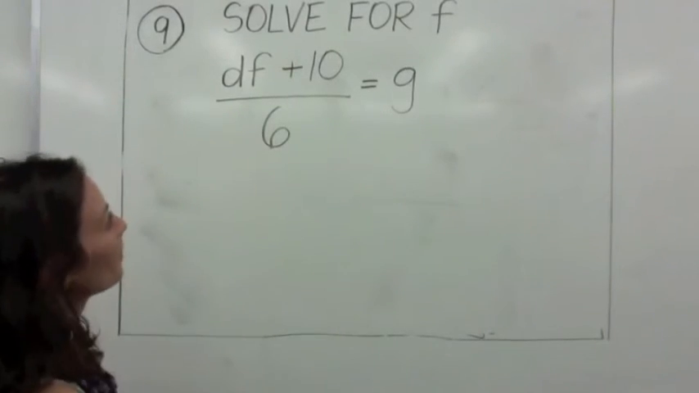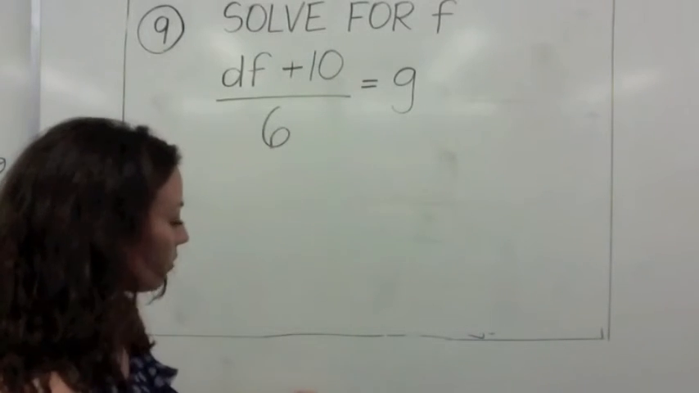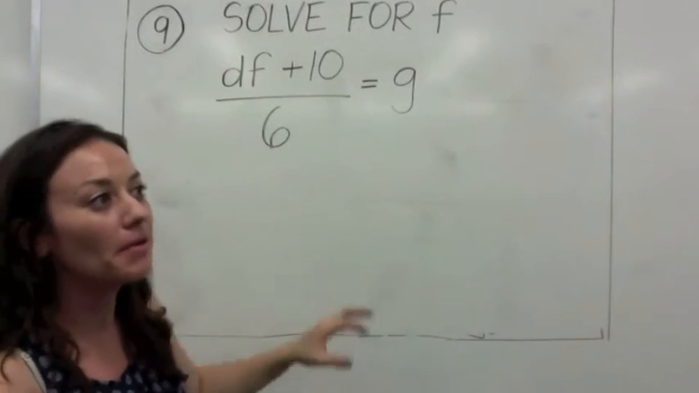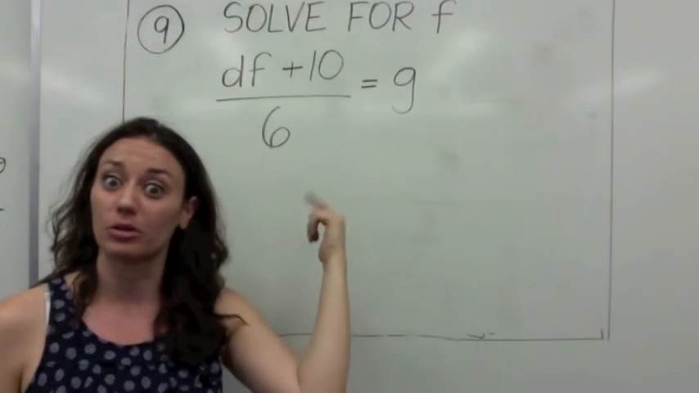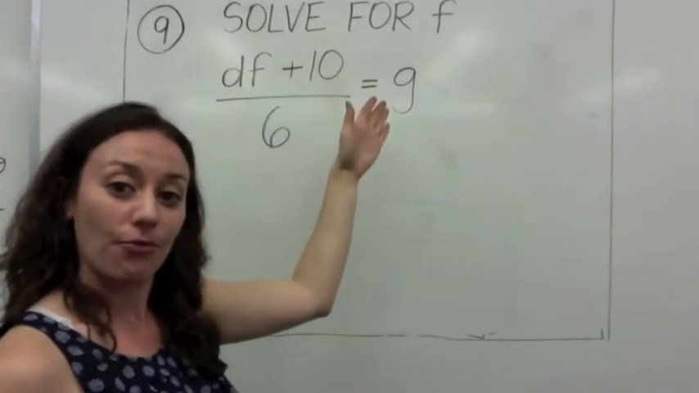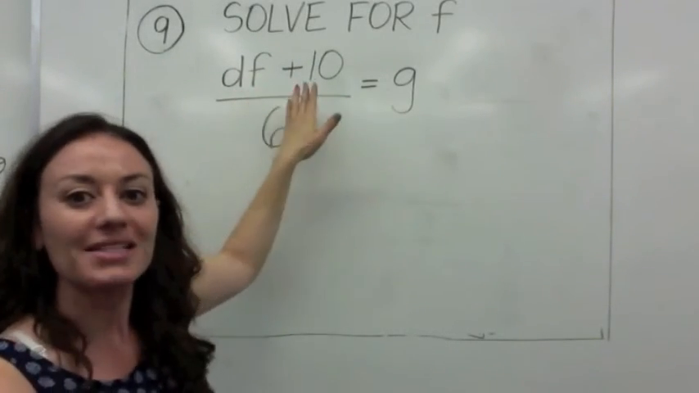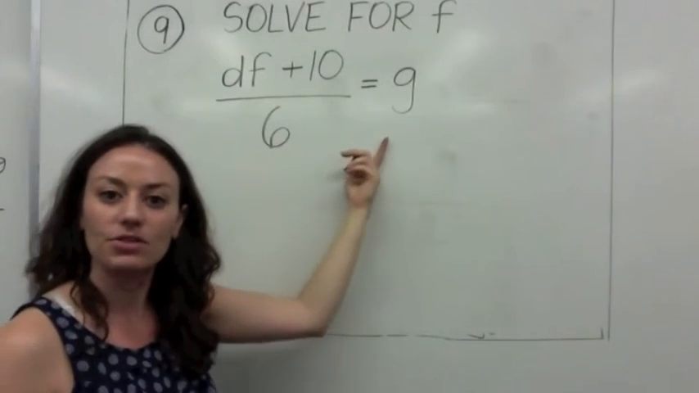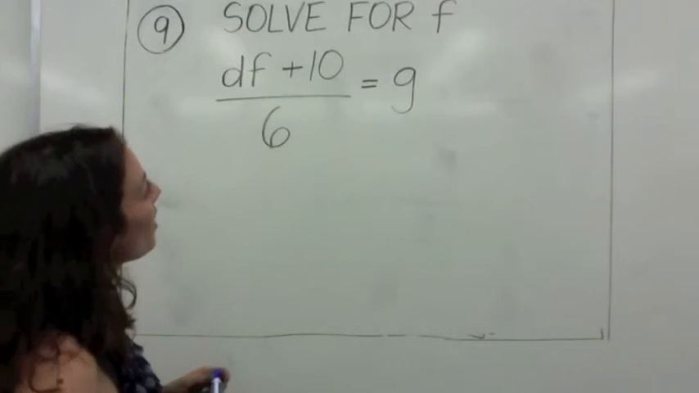The last problem is where we are going to solve in terms of a variable. What I mean by that is we are going to get one variable by itself, but there's more than one variable in the problem. So it makes it very tricky, right? Here we're going to solve for f. And this says that df, or d times f, plus 10, when you divide it by 6, gives you g. Okay, are you already confused? Don't be confused. All right.